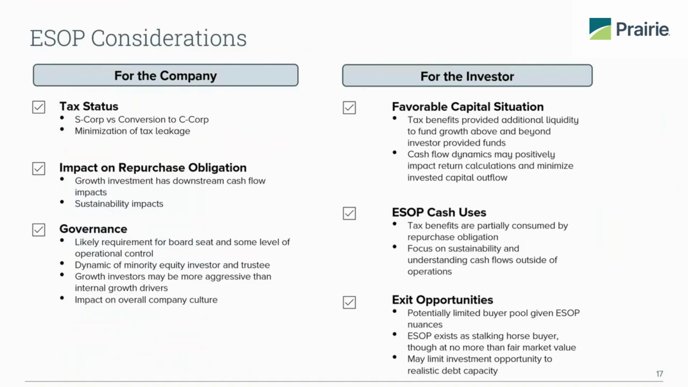From an investor standpoint, what are the exit opportunities? There's certainly just the sale of that stake back to the ESOP. The ESOP actually acts as a stalking horse buyer waiting to buy those shares back. The other option is potentially through a recapitalization in the form of debt or a sale to another minority equity investor to take that next level of growth once those return dynamics have been hit.